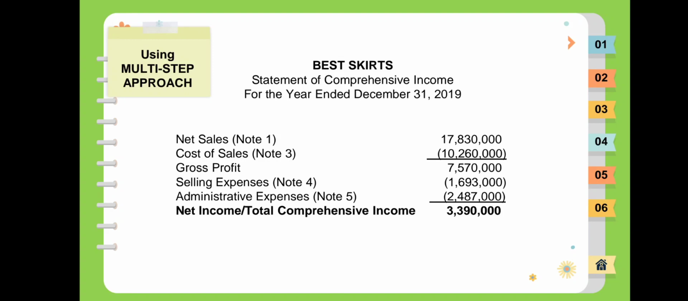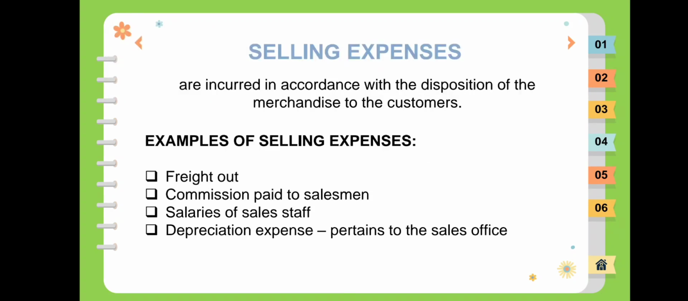And if you have the gross profit, deduct na yung selling expenses dito and administrative expenses. For selling expenses, these are incurred in accordance with the disposition of the merchandise to the customers. So ito yung ma-incur ng business sa pag-deliver ng product niya, ng merchandise niya, papunta dun sa customer. So examples of selling expenses are freight out.